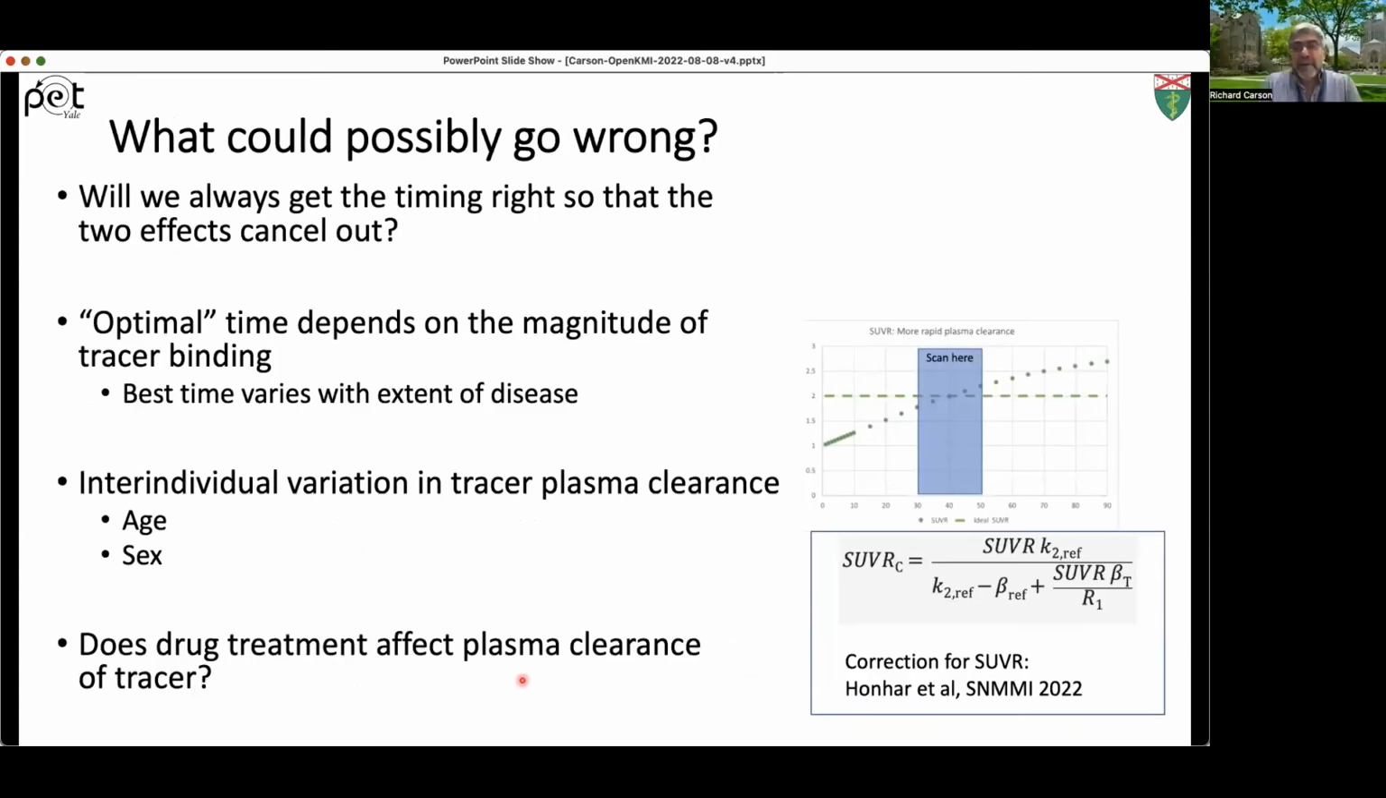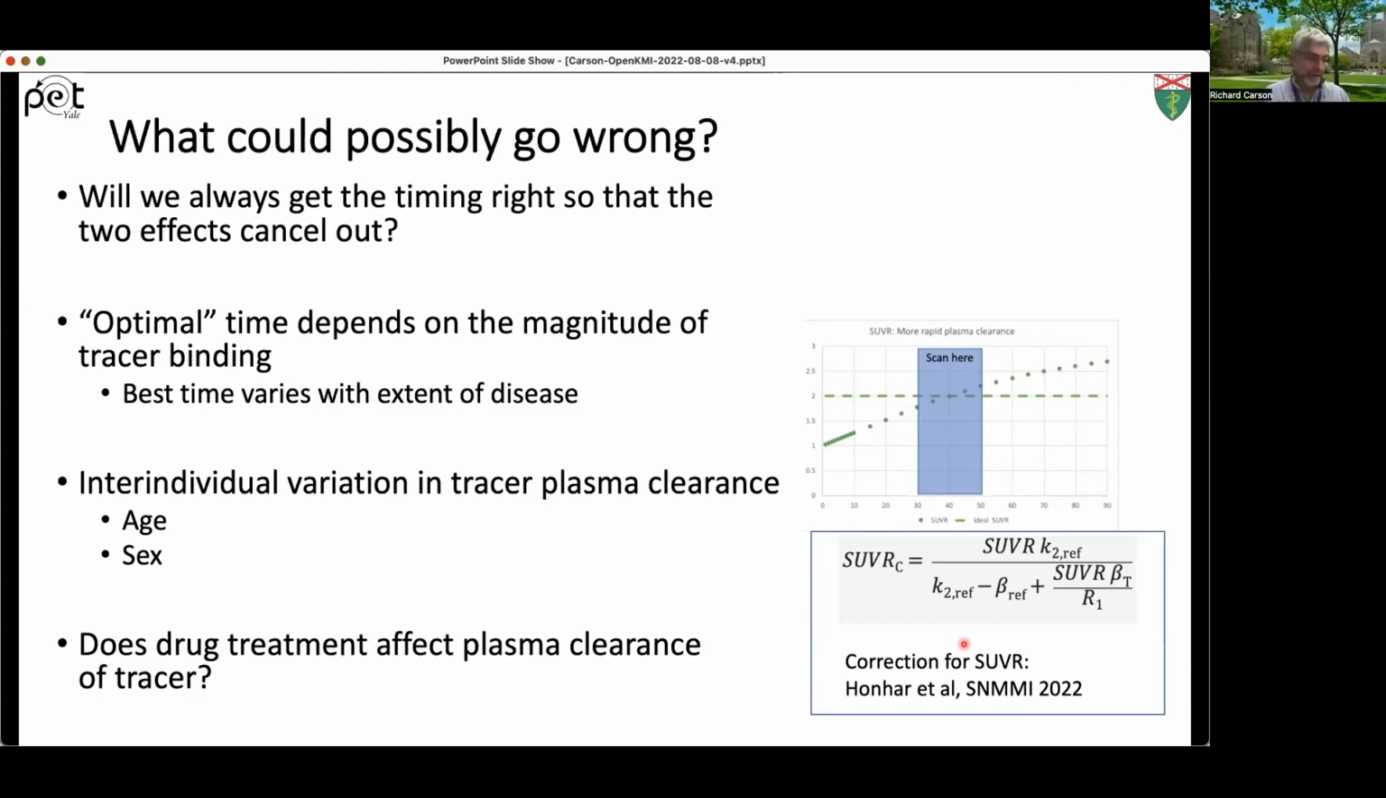And the trick is, will we always get the timing right? Is the case we evaluate always the case for the next population we use? Is it going to be a function of age, a function of sex? Will drug treatment affect it? And I'll give a little plug for a grad student, Praveen Hanhar, who published in the SNM earlier this year about a correction formula to deal with that. But even that needs to be validated in larger populations as well.